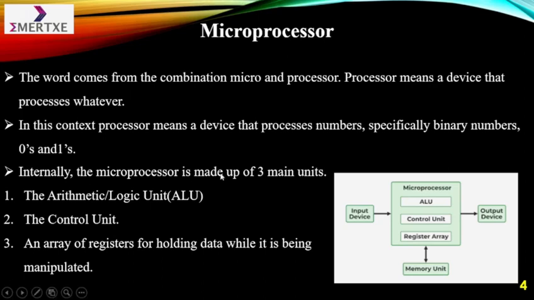A microprocessor operates on numbers and symbols represented in the binary number system. Internally, the microprocessor is made of three main units. The first one is the arithmetic logic unit. It performs all arithmetic and logic operations in the microprocessor. Control unit. It is a subcomponent of the central processing unit that manages the computer's operations. The control unit fetches instructions from the CPU's memory, represented in bits, and translates those instructions into control signals. Register arrays. An array of registers is used for holding data while it is being manipulated.